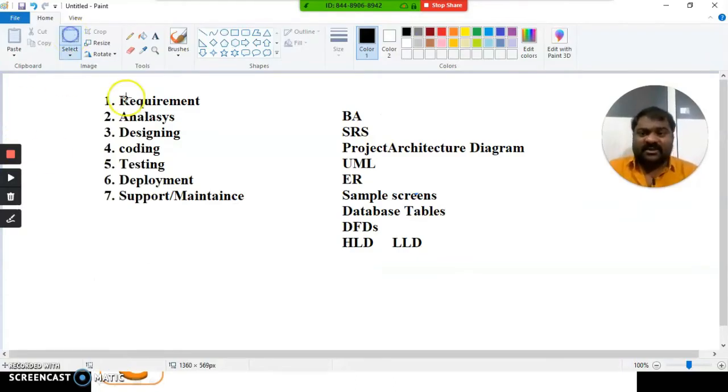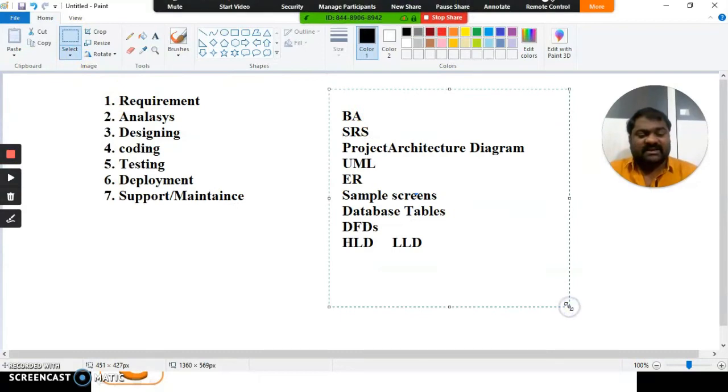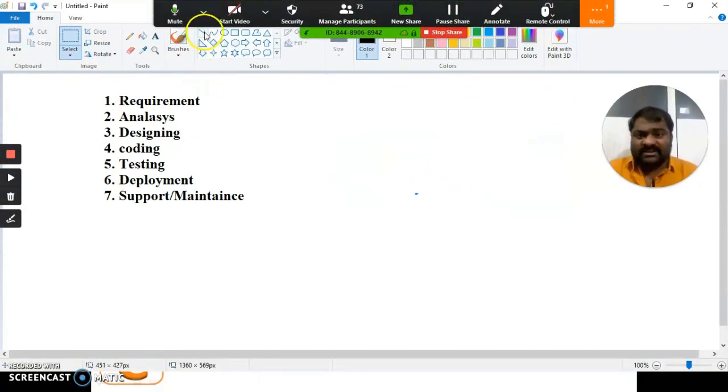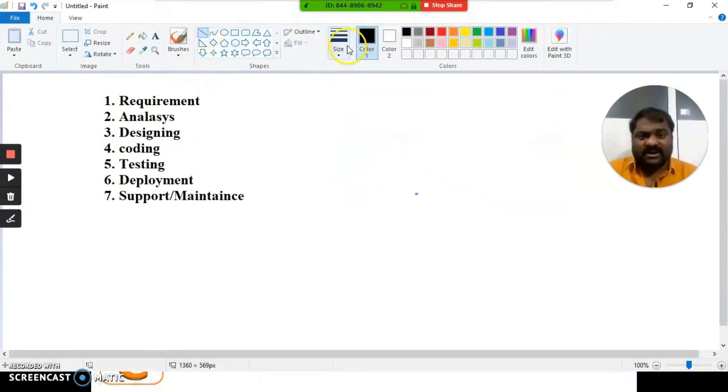Next, the V model came into the picture. V model means validation and verification model. Only for the sake of testers, this model came. Which model? V model. V model is called the validation and verification model.